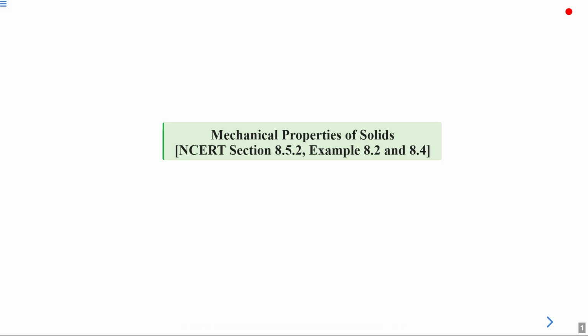In today's lecture, we are going to learn about mechanical properties of solids, NCERT section 8.5.2, and we will also solve two examples, 8.2 and 8.4.